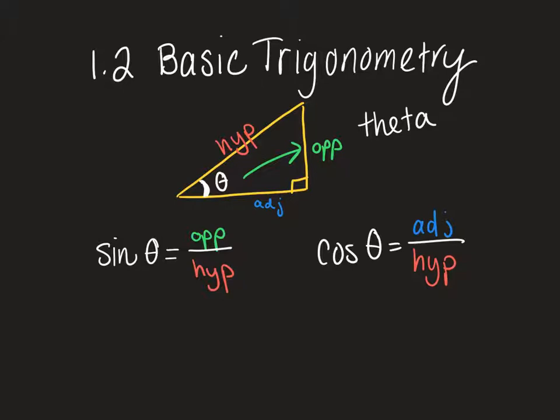Right, so adjacent side is always the side that's touching the angle. And the hypotenuse, again, is always the one that's across from the right angle. Always. All right, and then our last one is tangent. And tangent is opposite over adjacent.